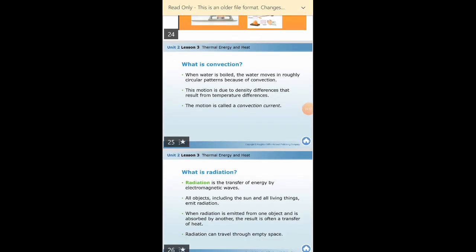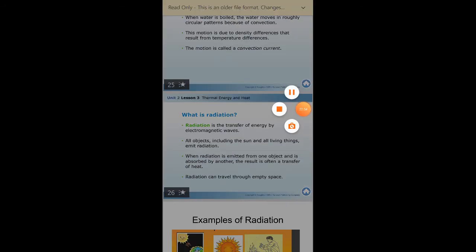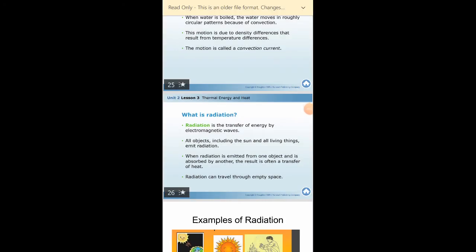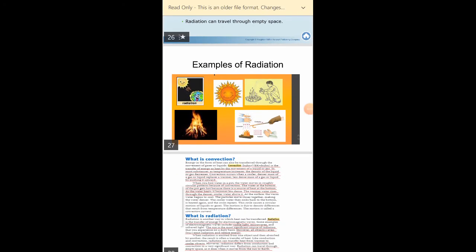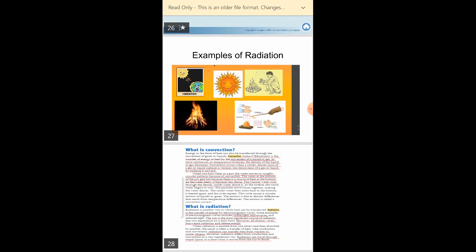This is everything for today about the ways in which energy transfers. I hope that was enough. Please summarize for yourself, study very well.